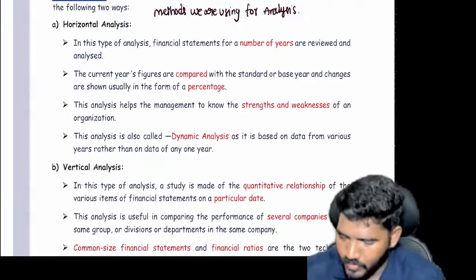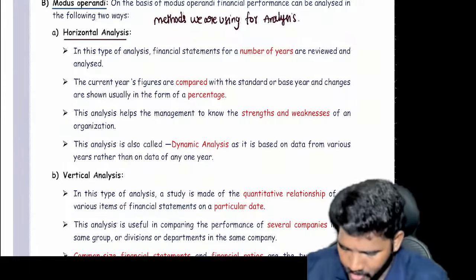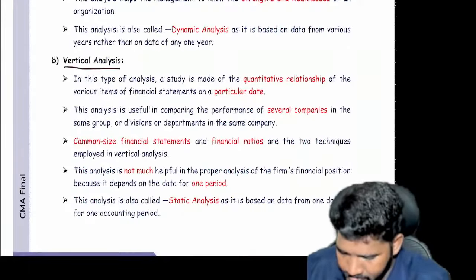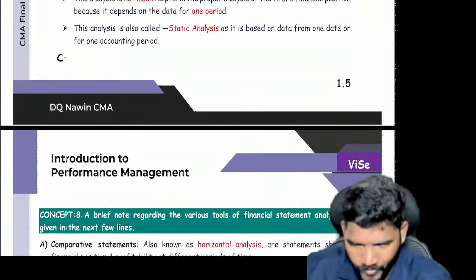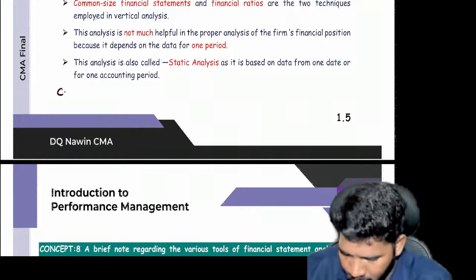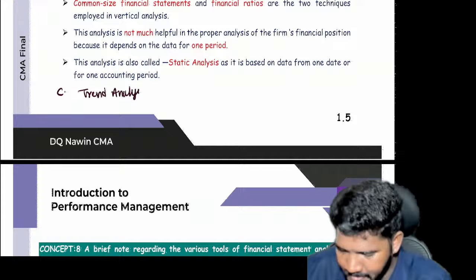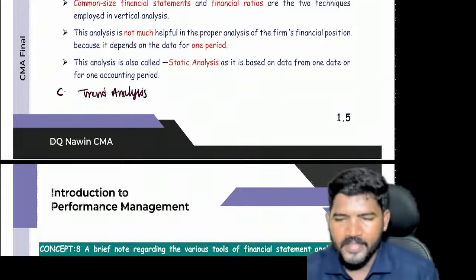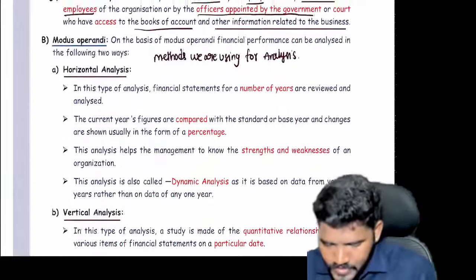When it comes to methods, we have three methods: horizontal analysis, vertical analysis, and the third one is called trend analysis. We have three analyses based on modus operandi, meaning the methods we are using for analysis. Hope you guys are clear.